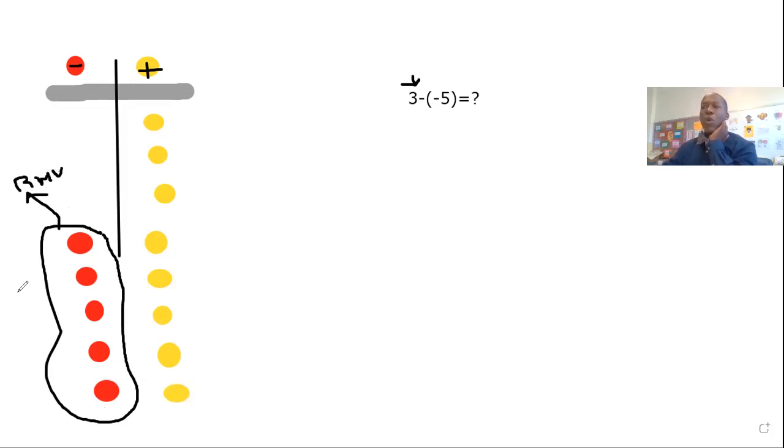All right, so what remains? 1, 2, 3, 4, 5, 6, 7, 8 is a positive 8 because I see, right? What do you see? What do you notice, right? Use those question or response stems. I see 8 yellow chips, and yellow denotes a positive 1. So this difference, 3 take away a -5, results in a positive 8.